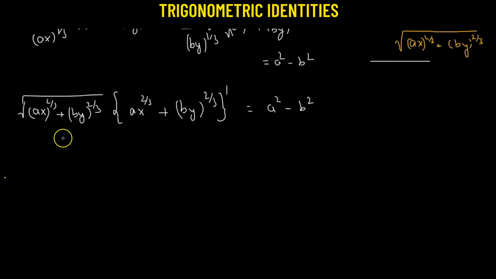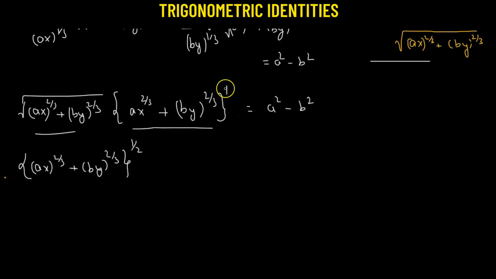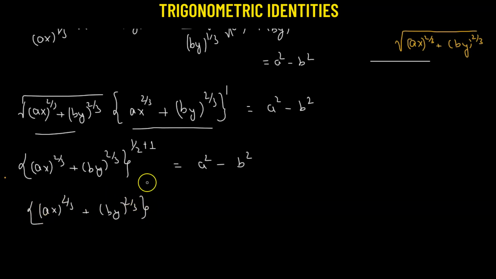Now this can also be expressed as (ax)^(2/3) + (by)^(2/3). Since we have a square root, we can raise the entire expression to the power of 1/2. And we also have the same expression multiplied to it with the power of 1. So 1 will get added to the half, which will equal a squared minus b squared. So this is going to give us ((ax)^(2/3) + (by)^(2/3)) whole raised to the power of 1/2 plus 1. So that's 3/2, which will equal a squared minus b squared.